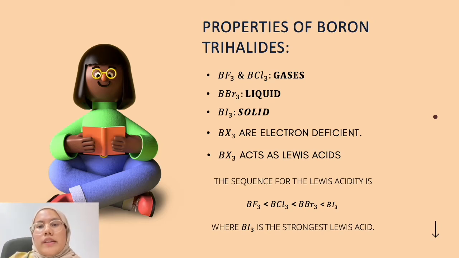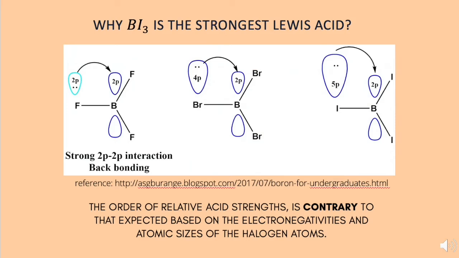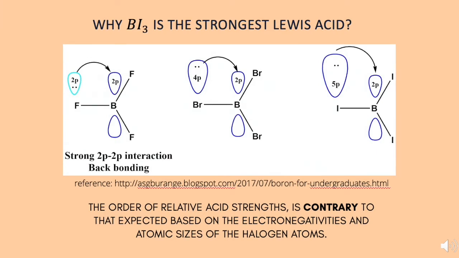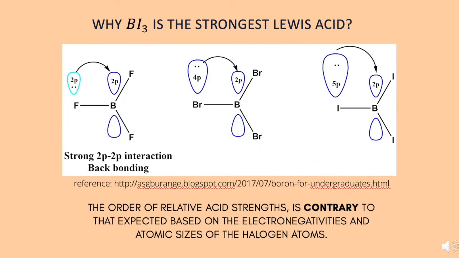Boron trihalides act as Lewis acids. So that is the sequence for the Lewis acidity. We can conclude that BI3 is the strongest Lewis acid. The order of relative acid strength is contrary to that expected based on the electronegativity and atomic size of the halogen atom. That means the sequence of Lewis acidity does not depend on the electronegativity and atomic size of halogen atoms.